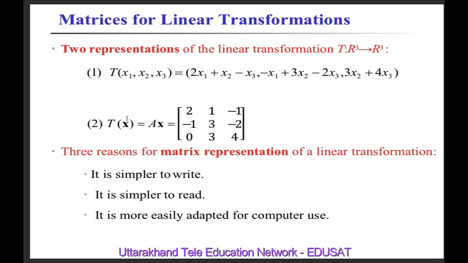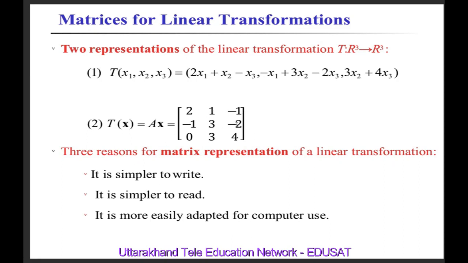In matrix form, we write it as 2, 1, minus 1 in the first row, which are the coefficients of x1, x2, x3. 2 is the coefficient of x1, 1 is the coefficient of x2, and minus 1 is the coefficient of x3. So here I have written 2, 1, minus 1.